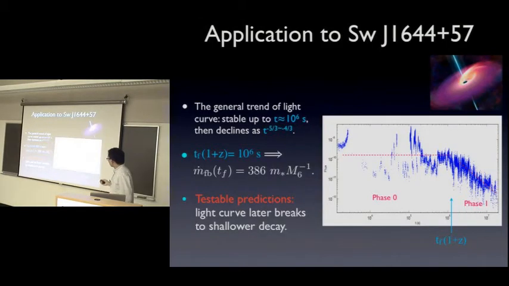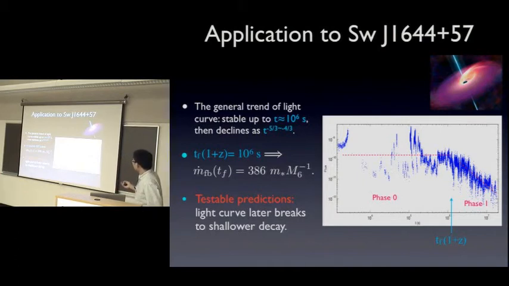So now back to this jetted tidal disruption candidate event. Here are the actual light curves of this event. First, you notice there's a strong variability on top of the general trend of the light curve. If you tentatively ignore those strong variability, you find the general trend is that it has a more or less stable general trend, and then it transitions to power law decay.